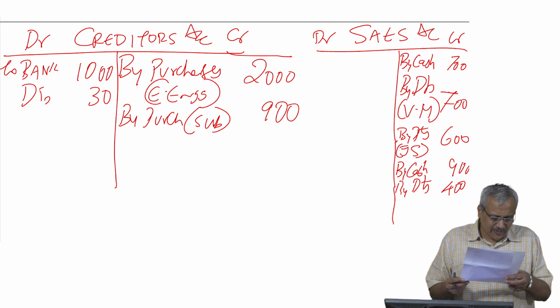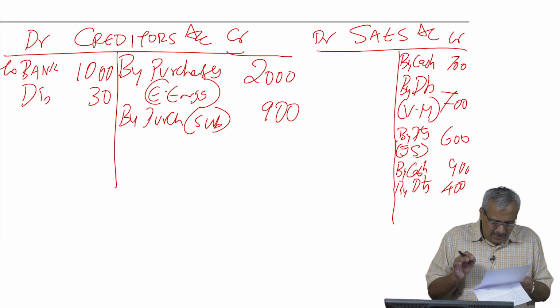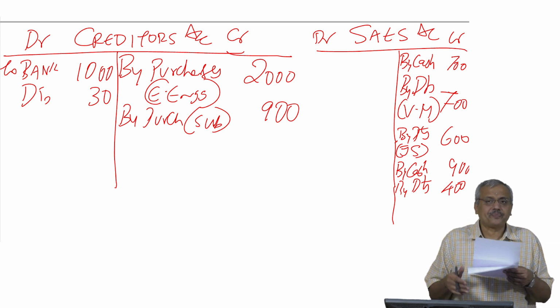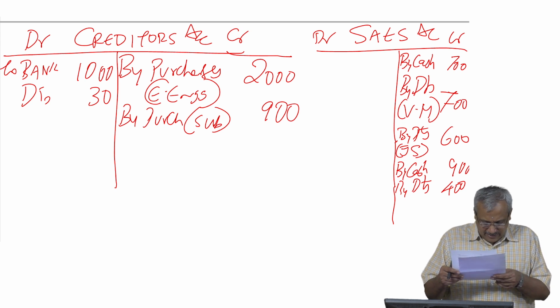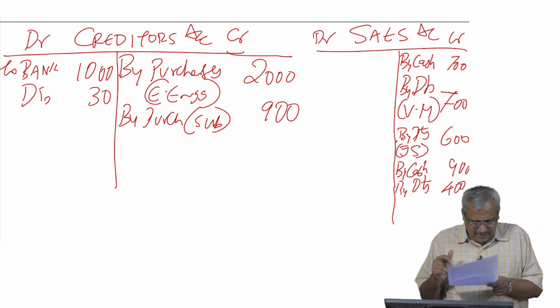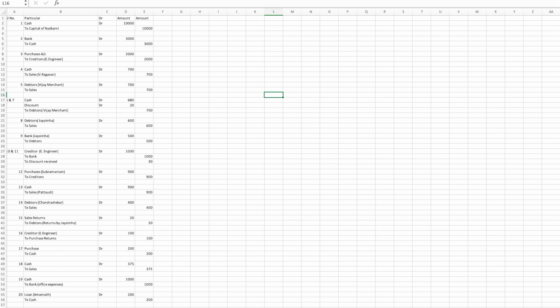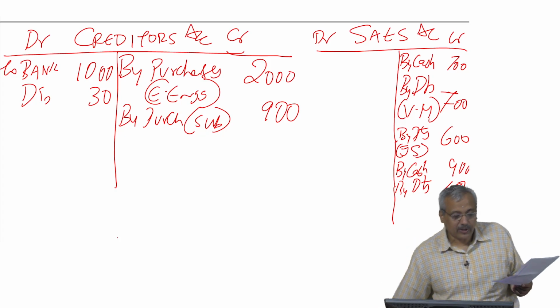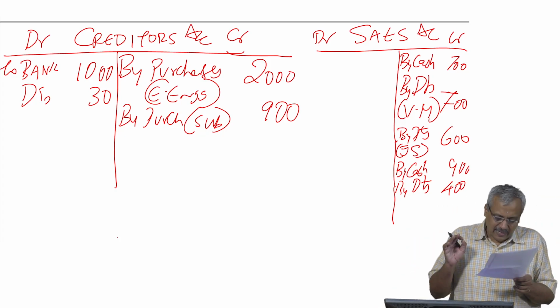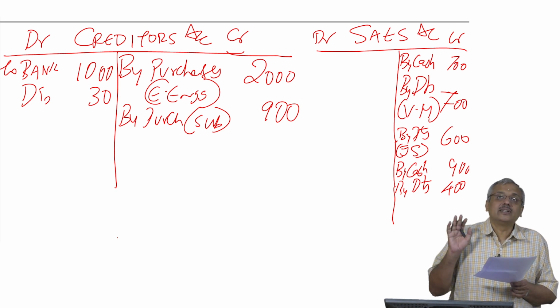Now the next, the 15th transaction: Jayasimha returned goods worth rupees 20. What entry did we pass? In the journal entry for the 15th transaction, we passed sales returns account debited to debtors account, for $20.